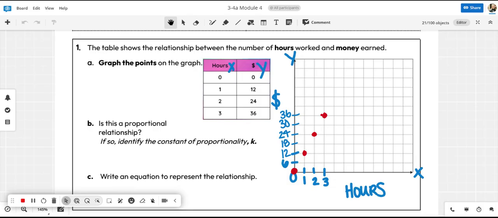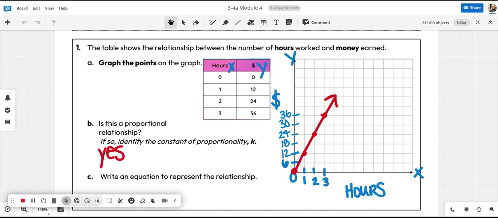Graph those points. We want to know if this is a proportional relationship. Again, it's proportional if it goes through the origin. If you connect these points, see how they make a straight line. So is it proportional? Yes.